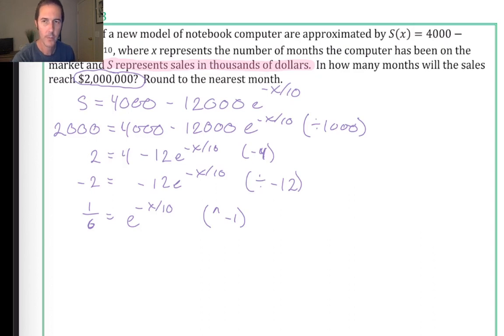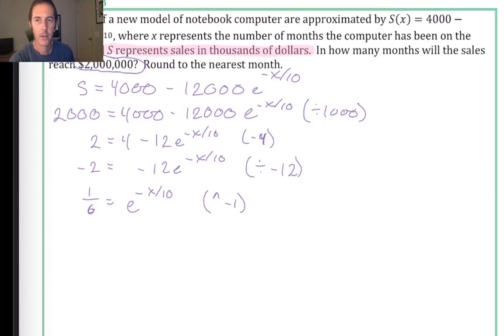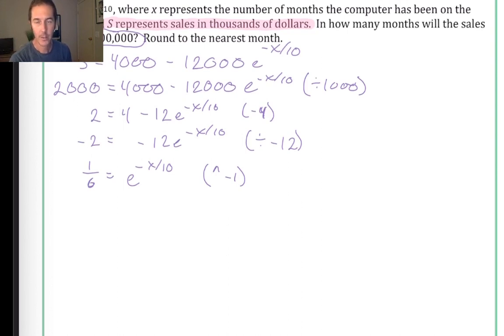What happens when you raise something to the negative first power? When there's a negative in the exponent, that negative is telling you to take the reciprocal. So what I'm doing here is I'm telling us to take the reciprocal of both sides of this equation. I'm going to write it all out. I've got 1 over 6 to the negative first power equals e to the negative x over 10 to the negative first power, right? I just put both sides of my equation to the negative first power.